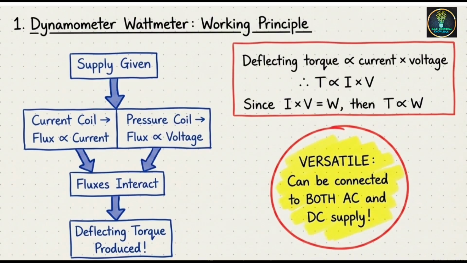Deflecting torque varies as current multiplied by voltage. Therefore, T varies as V into I. Since I into V is equal to W, that is watt, T varies as W. Versatile: it can be connected to both AC and DC supply.